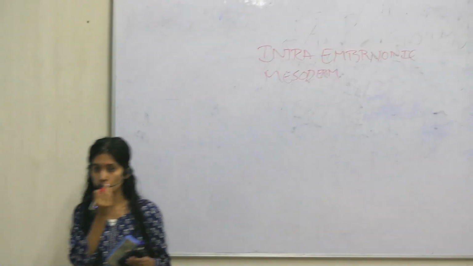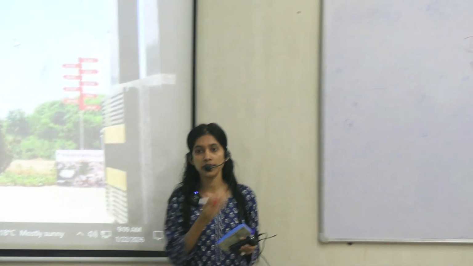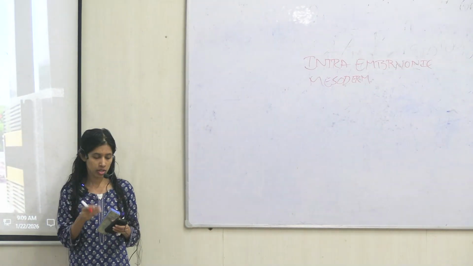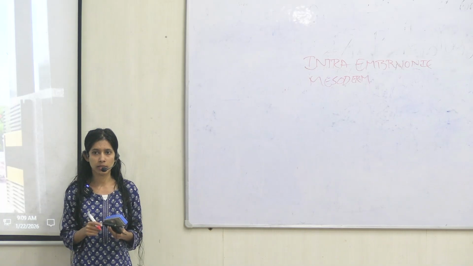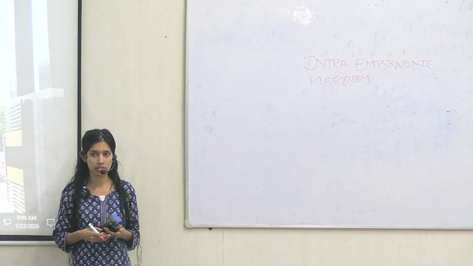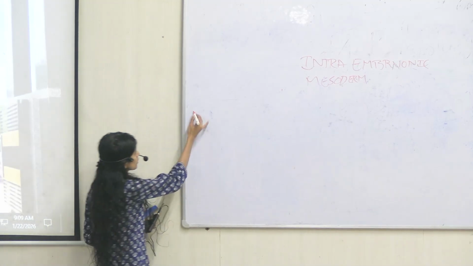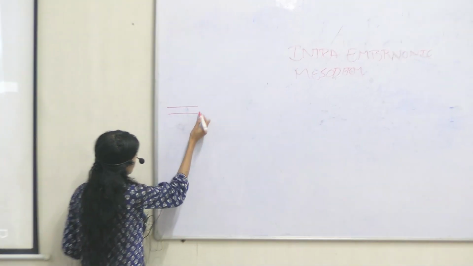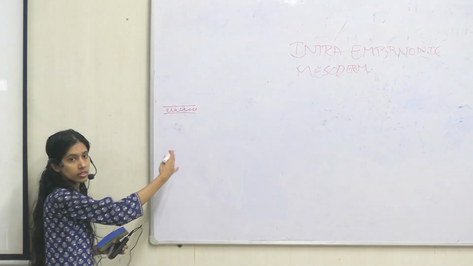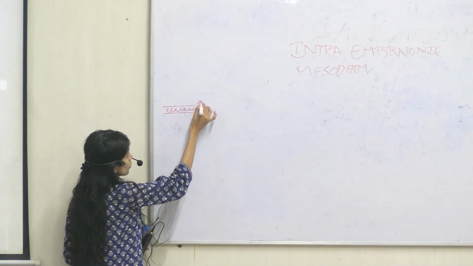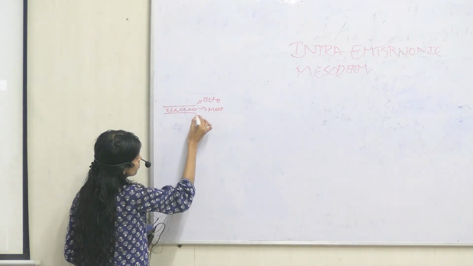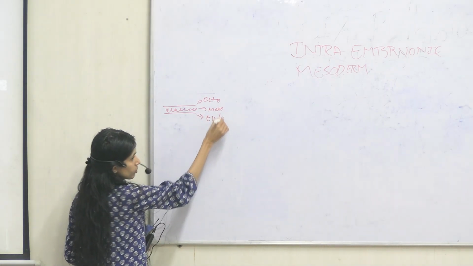Okay. So in this class we'll discuss the intraembryonic mesoderm and its derivatives. I gave an assignment last time also, to study the derivatives of all the structures. If you know the basics, this will be easy. This is the three germ cell layers. This is going to be your ectoderm. This is mesoderm, then followed by endoderm.